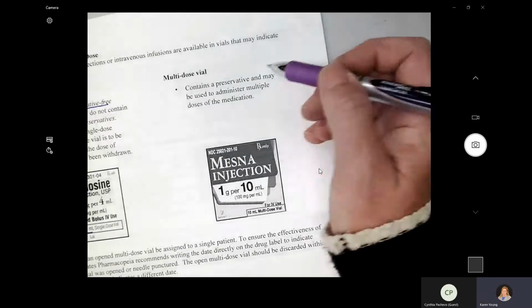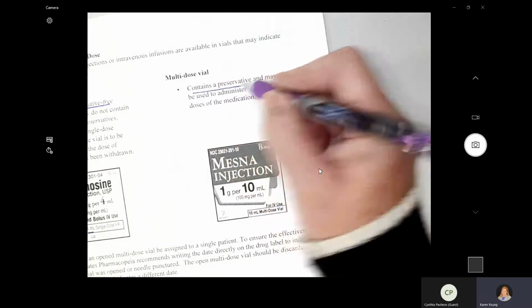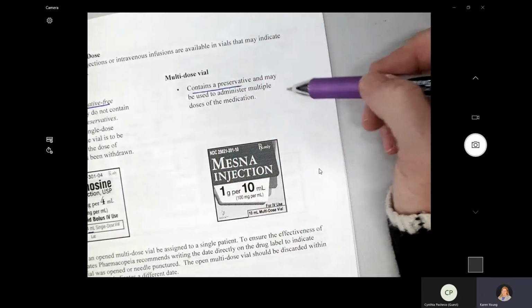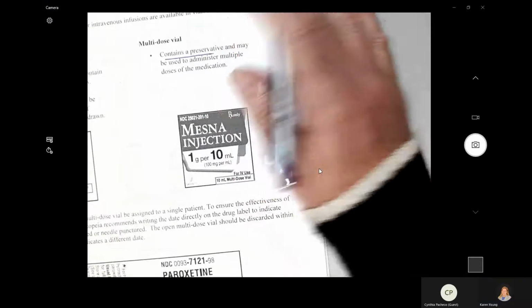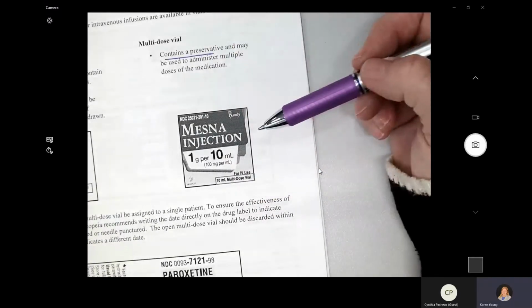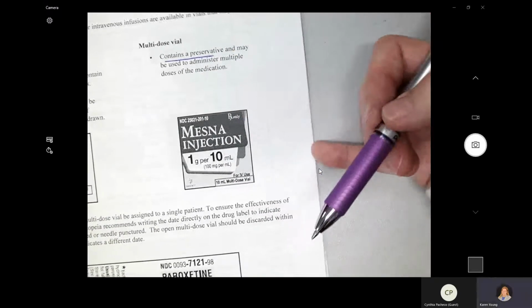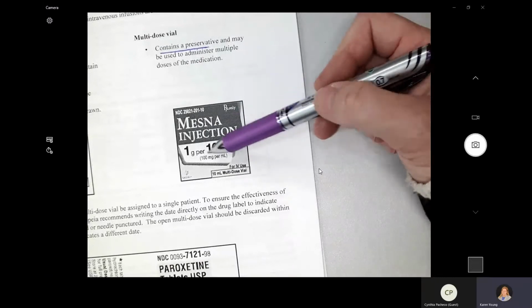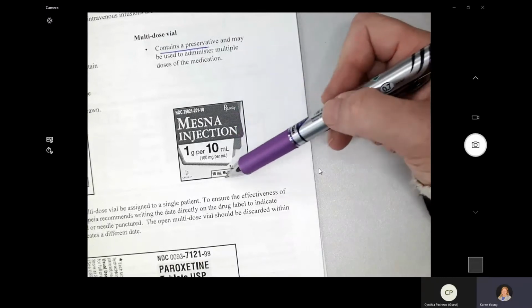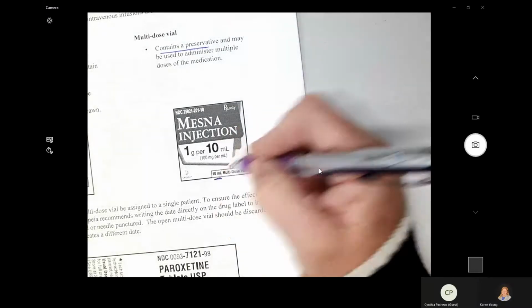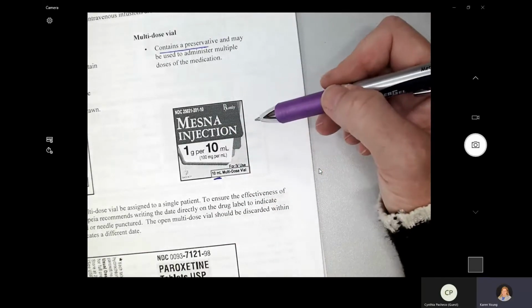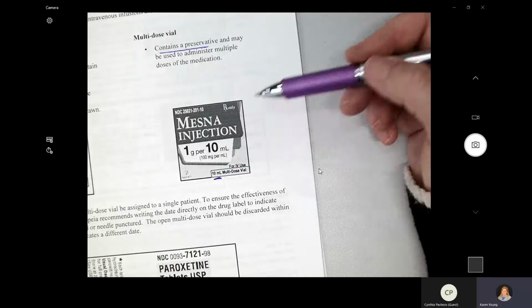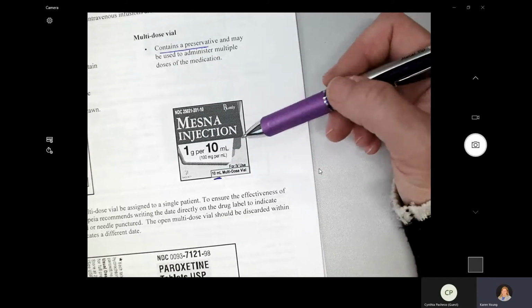Then you have the multi-dose vials, and it contains the preservatives. They may be used to administer multiple doses of medication, and you're going to use it for the same patient for that one vial. This has 100 milligrams per milliliter, and it's a 10 milliliter multi-dose vial. So I can use this. If I'm given 1 milliliter of medication, I can use it at least 9 times.